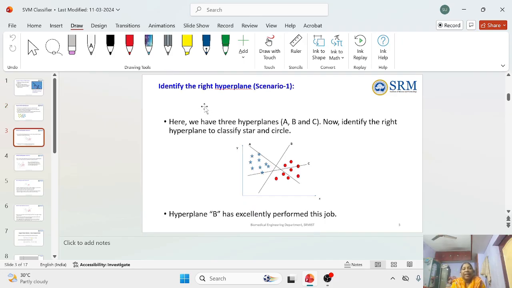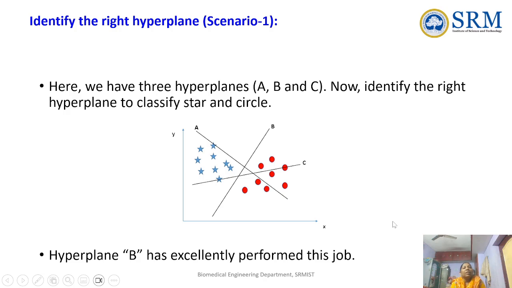So now the next scenario is to identify the right hyperplane. Scenario one is identifying the right hyperplane. Here we can see that there are three hyperplanes: A, B and C. Now we have to identify which hyperplane is the correct one.